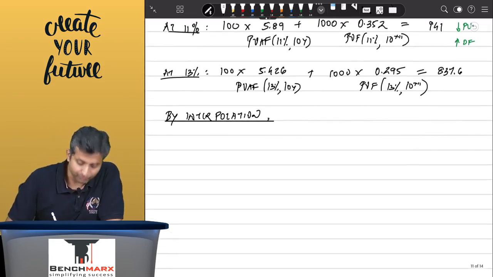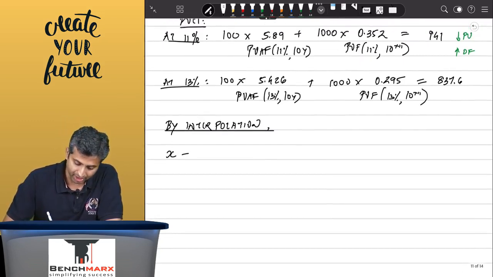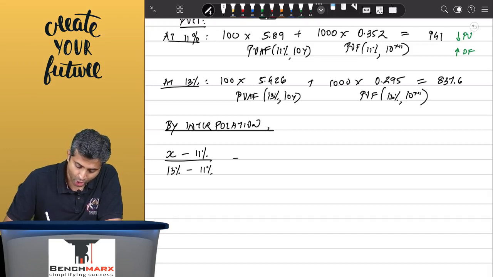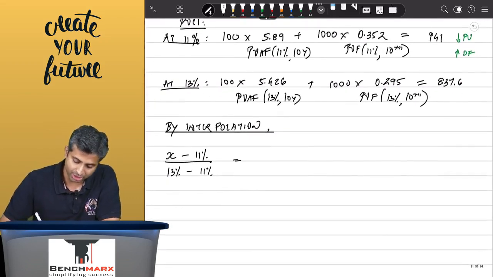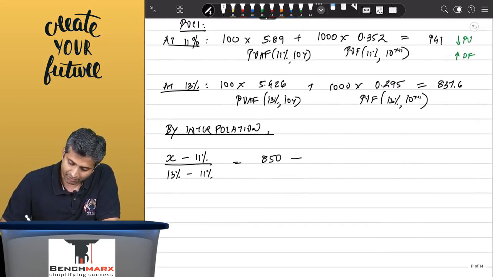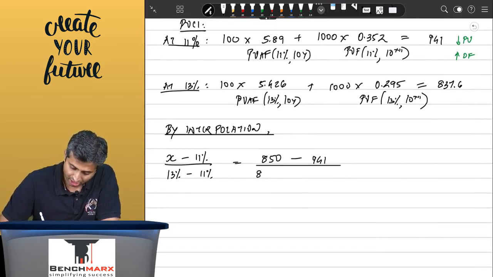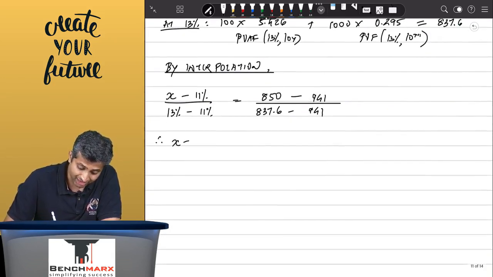So when we do interpolation, if you do it on your own, best you can pause the video as well. So this is x minus the lower number between 11 and 13. 11 is the lower number, upon the higher number minus the lower, that is 13 minus 11. On the right hand side you will take the corresponding present values. If x was the accurate answer, PVCI would equal PVCO, and hence your answer will be 850. But at 11%, this is 941, and in the denominator this is 837.6 minus 941. Therefore you will have x minus 11%. Percent means per 100, and hence this is 0.11, and this is 0.13 minus 0.11.